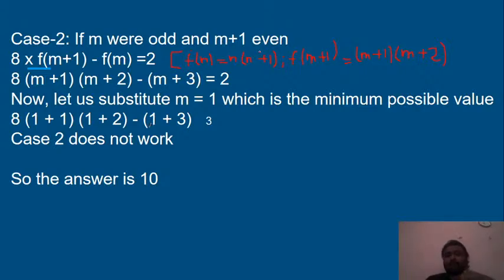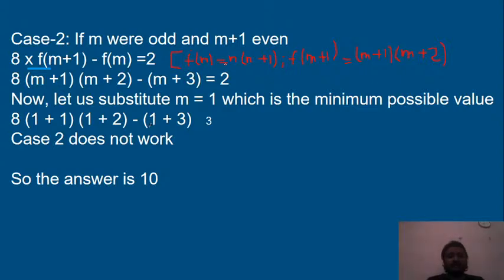So now here m plus 1 is even. So m plus 1 becomes m plus 1 into m plus 1 into m plus 1 plus 1. So m plus 1 plus 1 becomes m plus 2. I put it down here, and then I get f of m directly as the equation. So I put minus m plus 3.